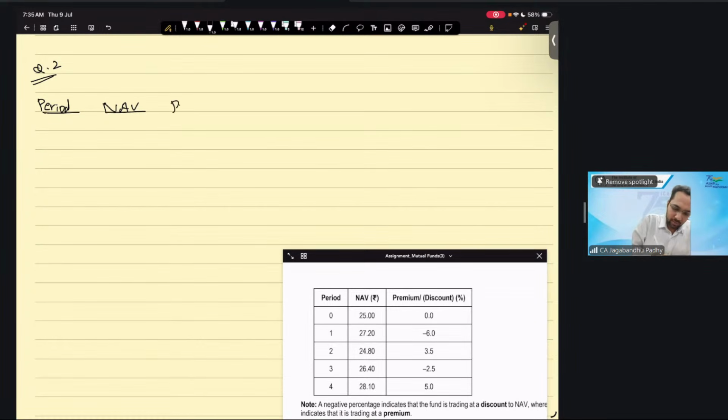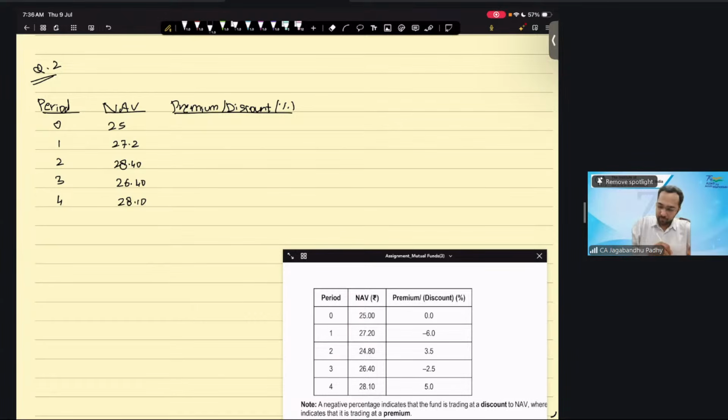So period, NAV, and then you have the premium or discount percentage. So you have period 0, 1, 2, 3, 4. NAV is 25, 27.2, 28.4, 26.4, 28.1. Premium is 0, this is minus 6%, this 3.5%, minus 2.5 and 5.